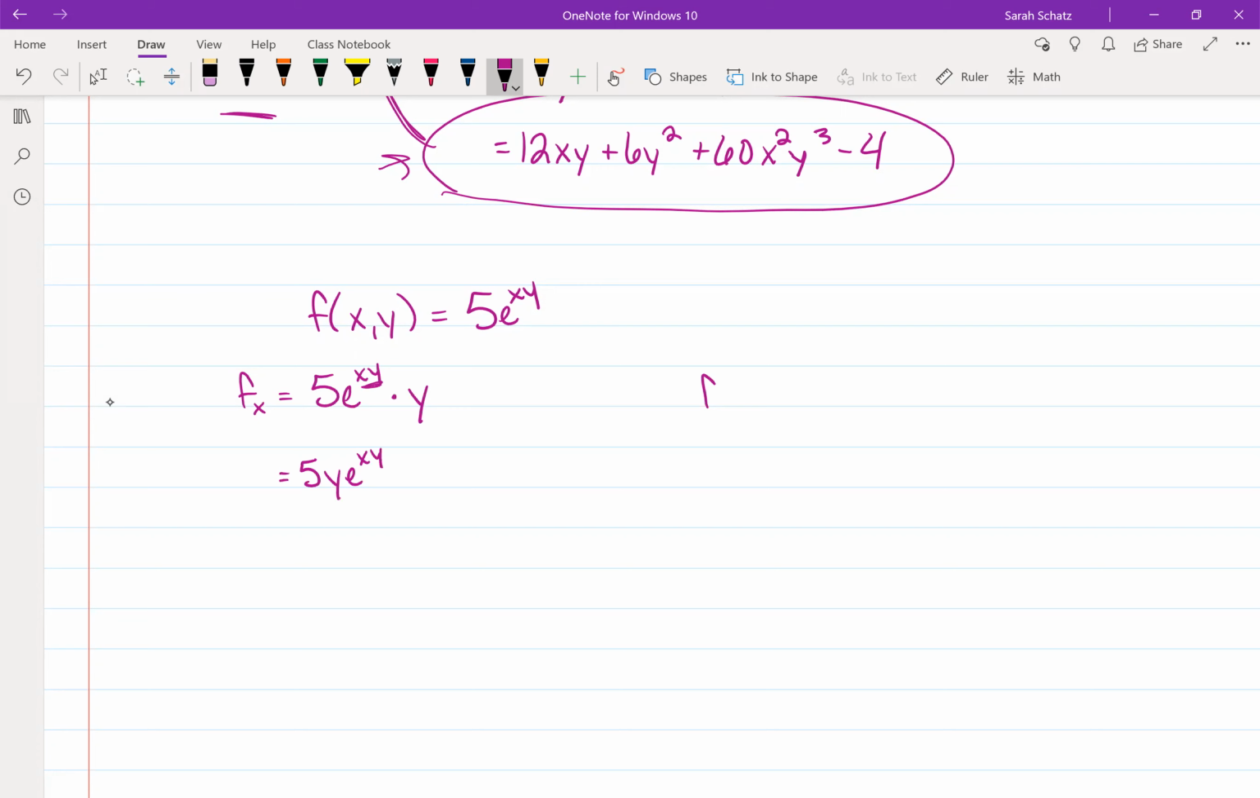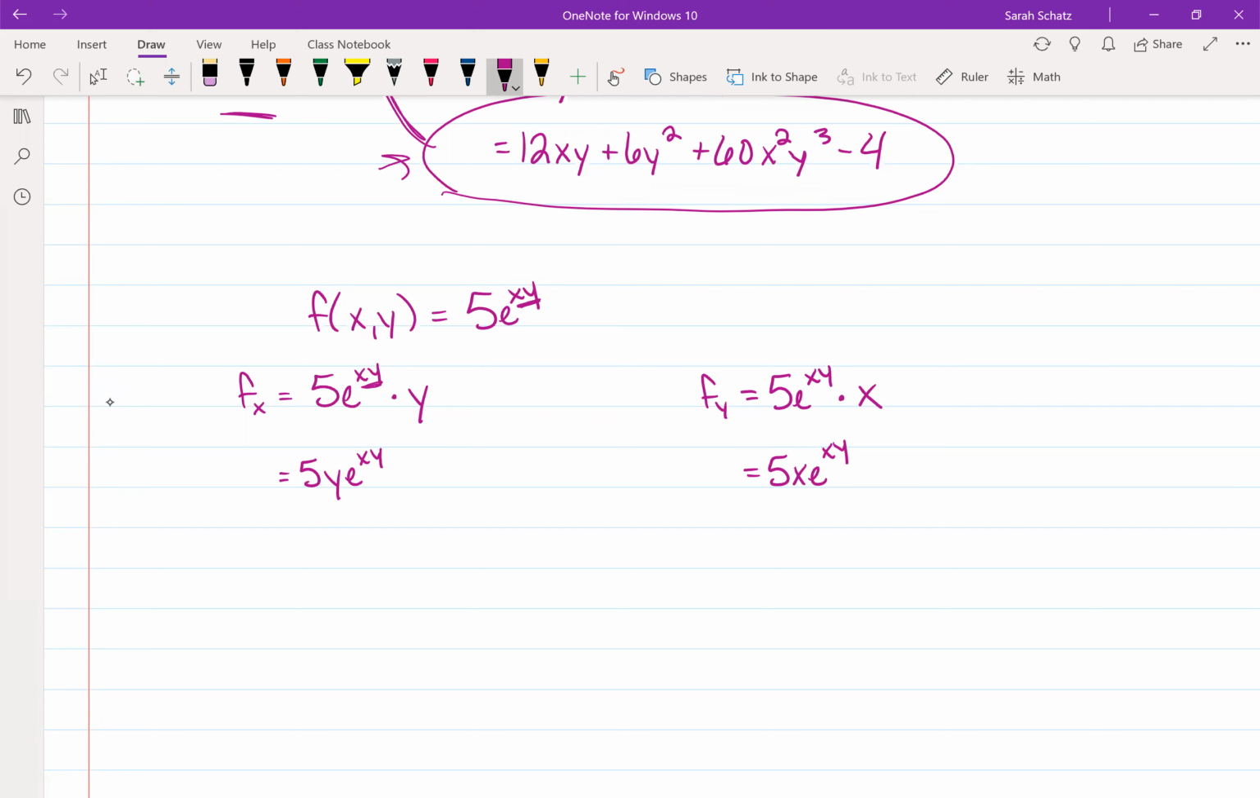Let's go ahead and find fy, get the first order partials out of the way. So fy equals, well, the 5 comes down, the e to the xy also comes down. The only difference here is the chain rule with respect to y brings down an x as the coefficient on y. So I end up with 5x e to the xy.